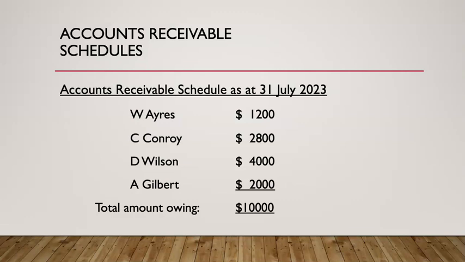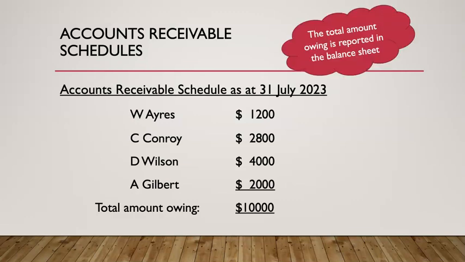We have a current asset that goes in our balance sheet. We can analyze this to work out, are we worried about a certain amount from a certain customer? And this is important accounting information. This is the total amount, as I mentioned, that is reported in the balance sheet.